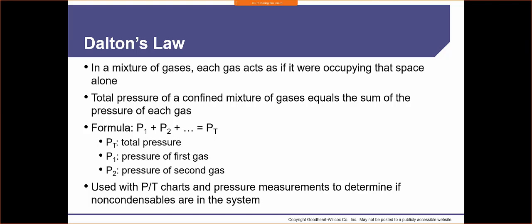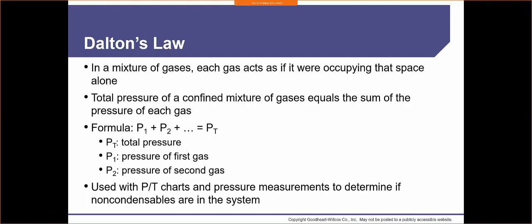All right. Used with PT charts and pressure system measurements to determine if non-condensables are in the system. So how does this really play out? Okay. So if we have a refrigerant, we're looking at our PT chart where our compound gauge is hooked up, and I'm reading, let's just say 70 psi, okay? But my refrigerant, and I know that it's, nothing else is in there, but R22 is supposed to be at 50 psi. Well, there's a 20 psi difference, okay? Why is that?